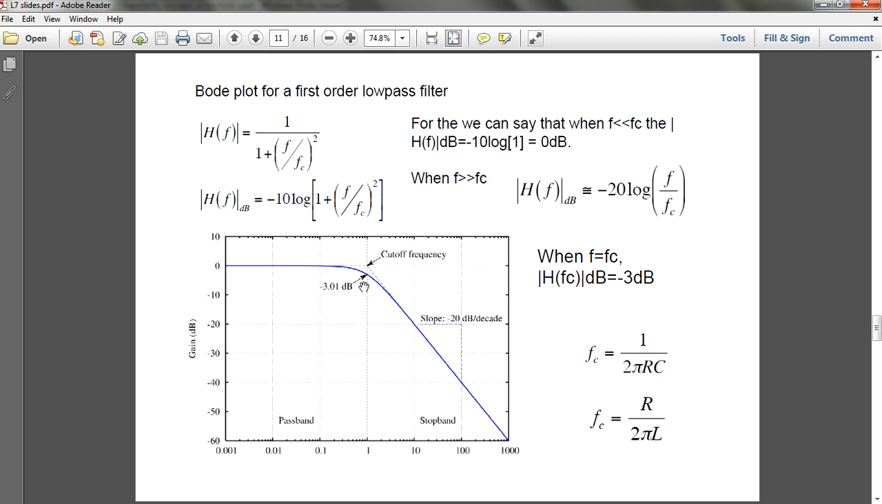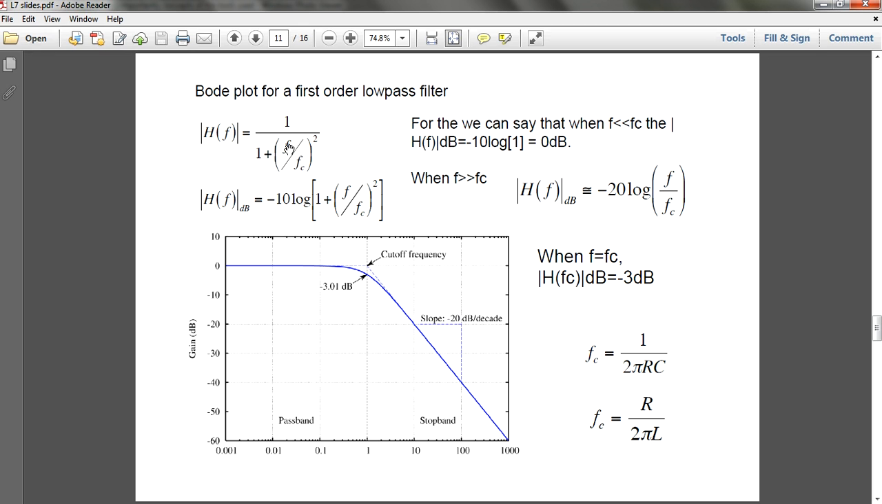We're talking about the cutoff frequency already. So the transfer function, as you know, is 1 over... Actually, you don't know. Just to let you know, this transfer function is 1 over 1 plus f over fc. This fc is actually your cutoff frequency.